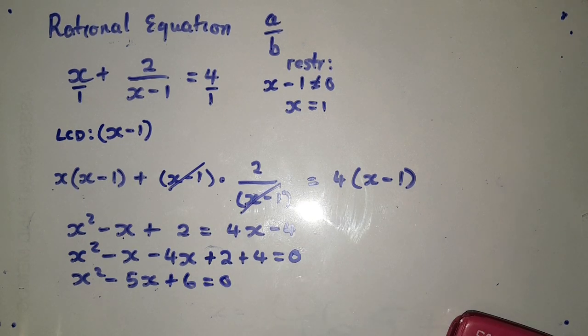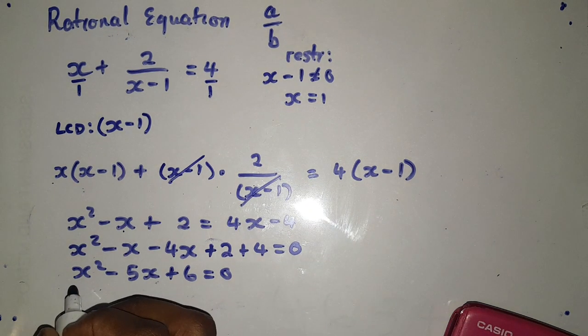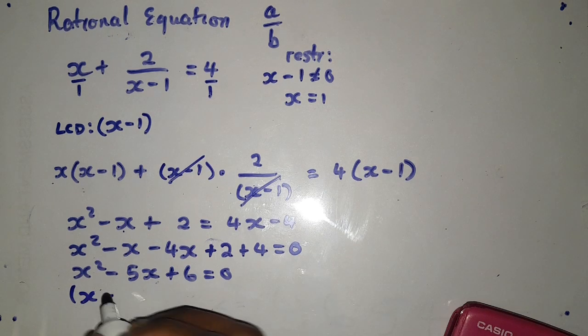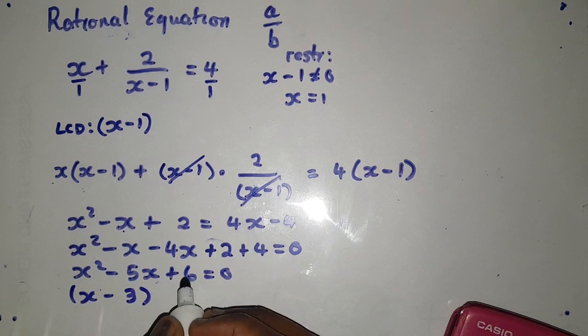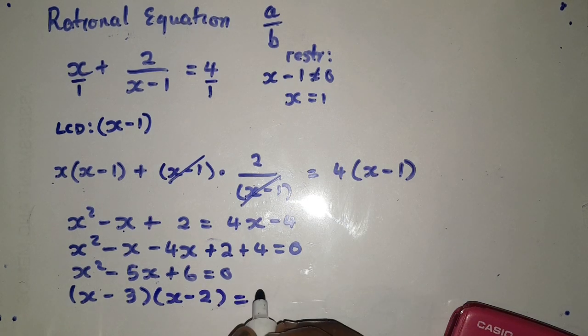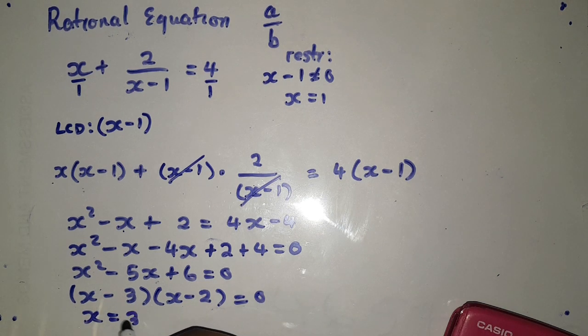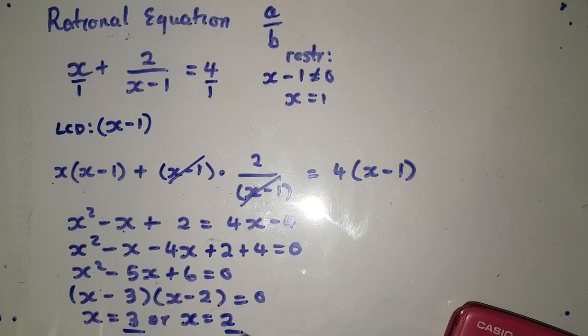You can then factorize. When we factorize this, the factors of 6 are 3 and 2, so we get (x minus 3)(x minus 2) equals 0. By using the zero factor theorem, we get x equals 3 or x equals 2. We get these two values.